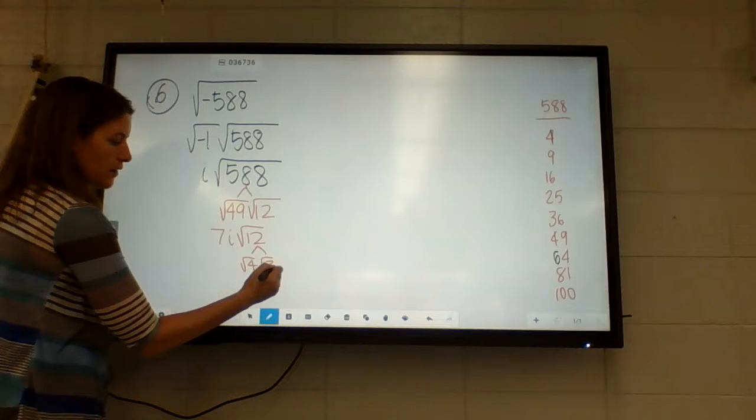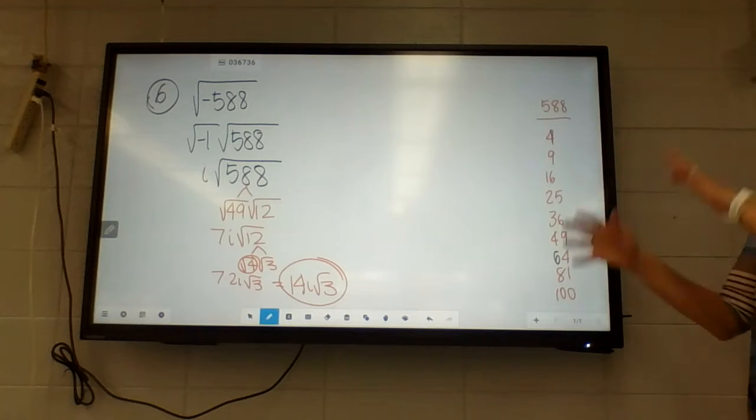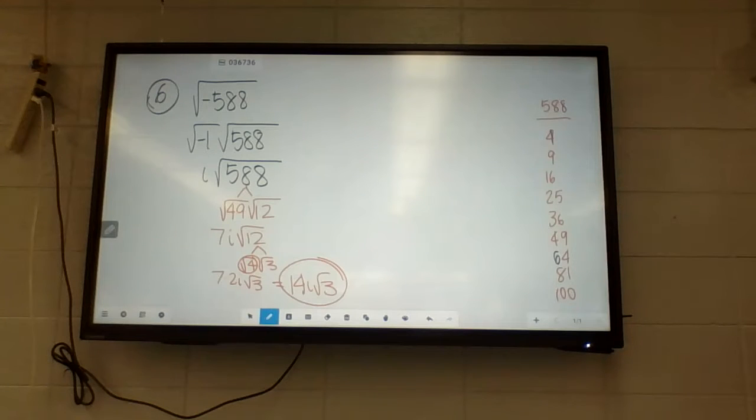Again, if you have a calculator that simplifies the radicals for you, I would probably not give you a number as big as 588 on a test to simplify. But that showed up on the worksheet, so I just didn't take it off. It's kind of a brutal one, but try to break it up and find things that go into it.